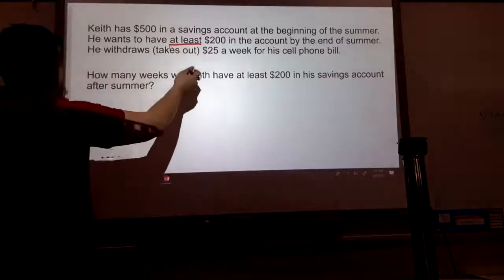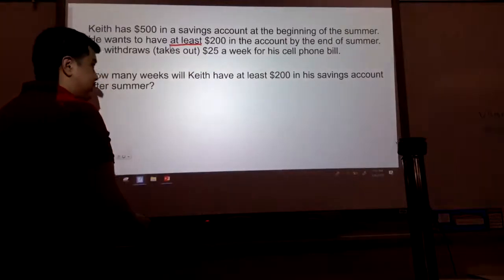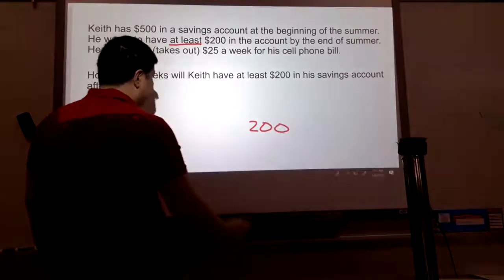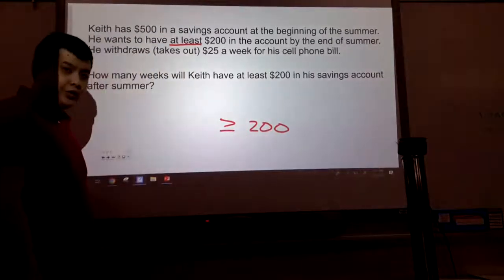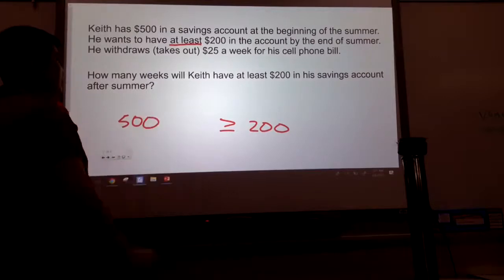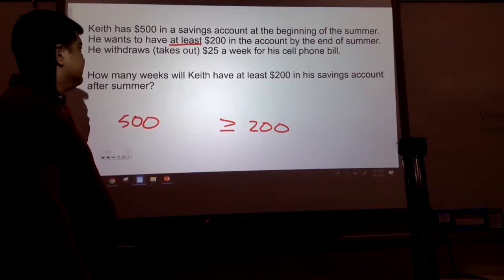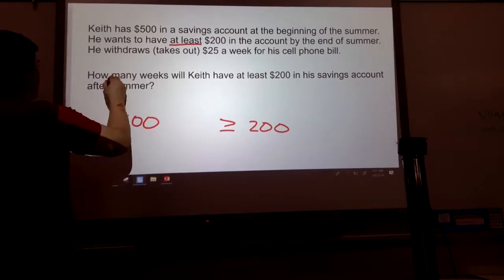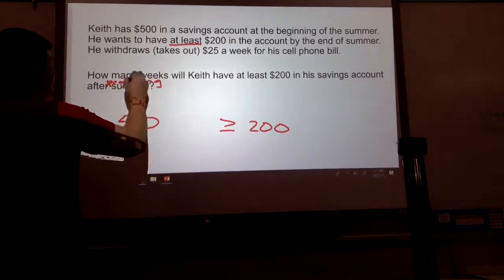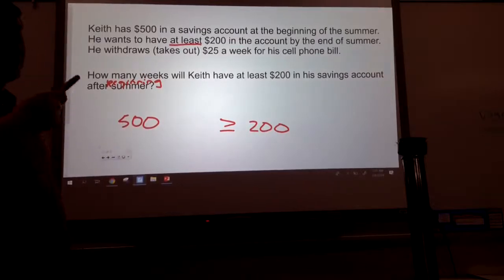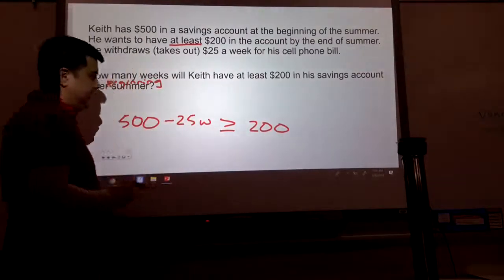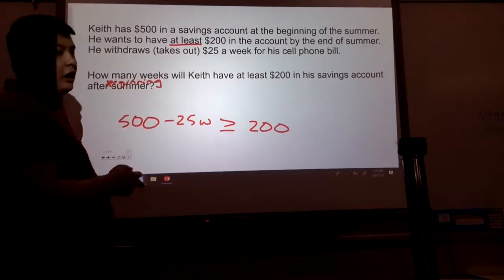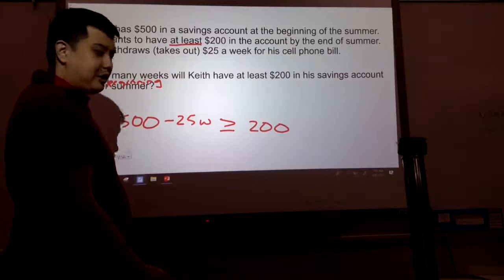So it says he has $500 at the beginning. He wants at least $200 at the end. So at the end, he wants at least that or more. So this part over here has to be more than or equal to. He starts off with $500 at the beginning of summer, and each week he takes out $25. So we're going to represent that by minusing 25W. So this will tell us how many weeks he can go into the summer before getting down to $200.